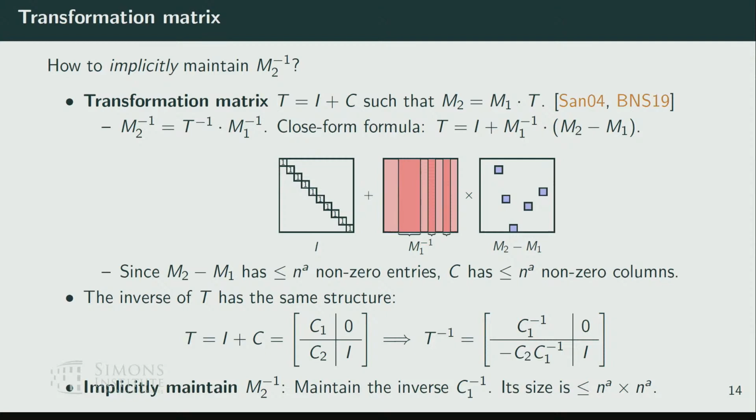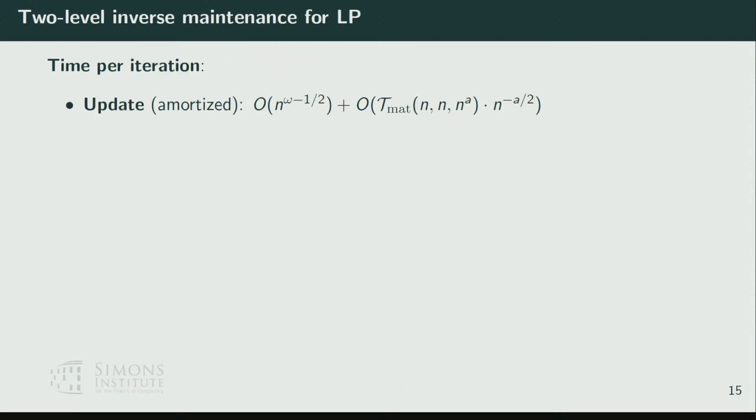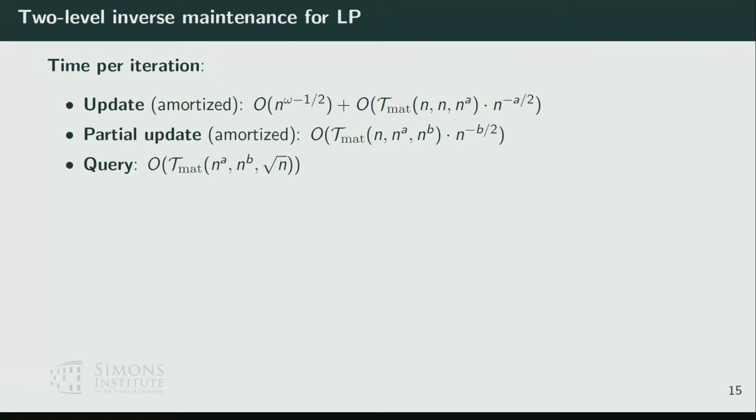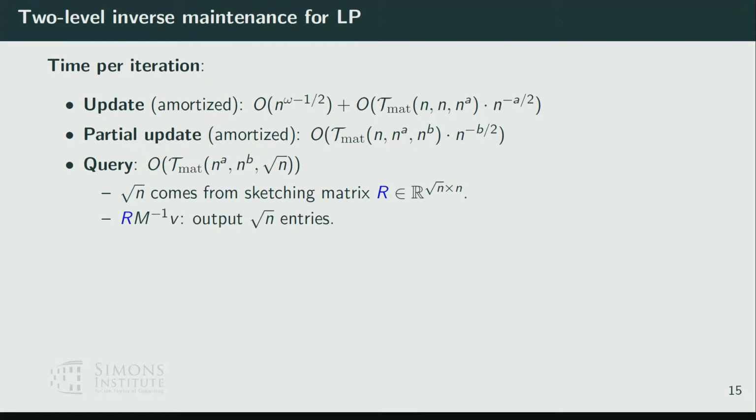I also won't give the exact statement of the data structure, but I will give the application of this data structure to our LP problem. The update time is the same as before, and then we get the second level partial update time. I hope it makes sense because previously we got this amortization over root n into the a iterations, and now we get this amortization over root n into the b iterations for our smaller threshold. And then the query time also improves from the previous query time, which was n to the 1 plus a. The root n here comes from the sketching technique that we were using, because it's equivalent to reading root n entries.